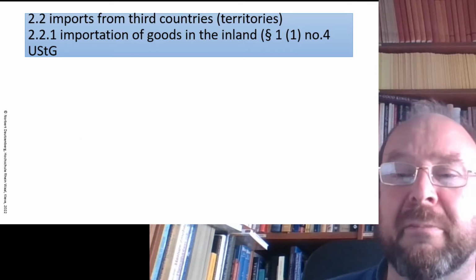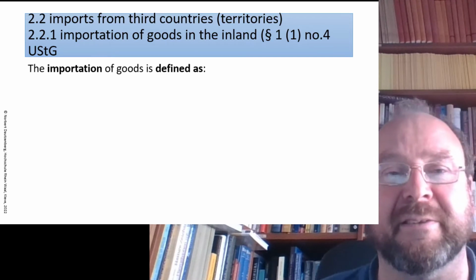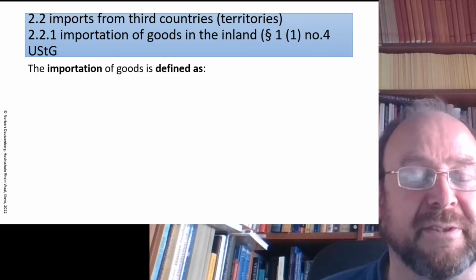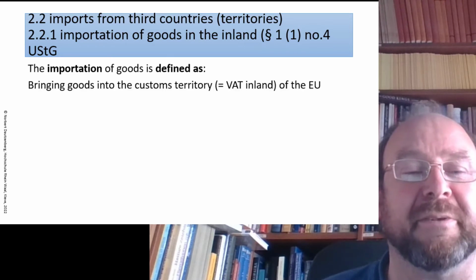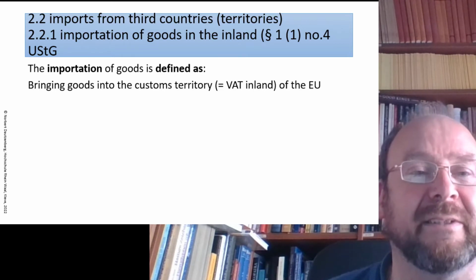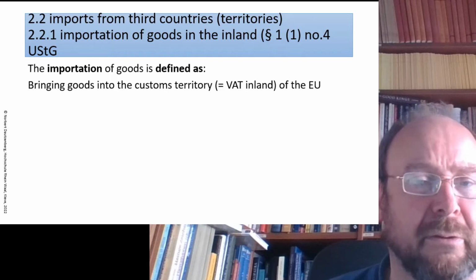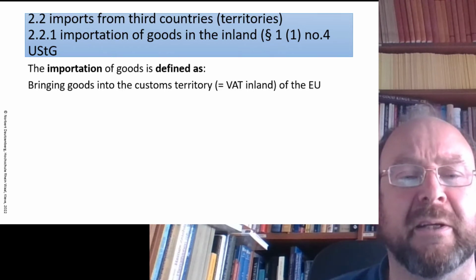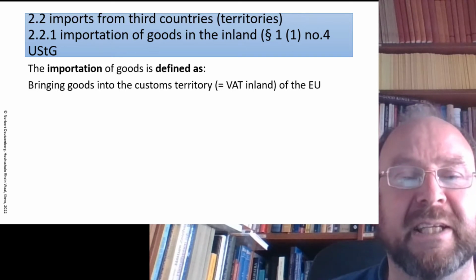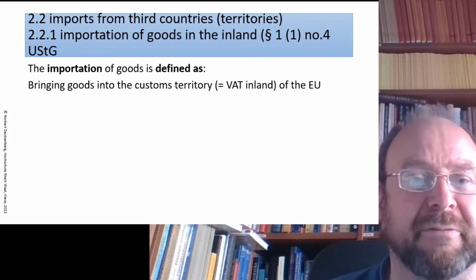Well, now the importation of goods. How is it defined? So what do we talk about? Importation of goods is nothing else than bringing goods into the customs territory of the EU. That means into the VAT inland. You remember that from the last but one video that the customs territory or the VAT territory of the EU does not include all the territory of the EU member states.